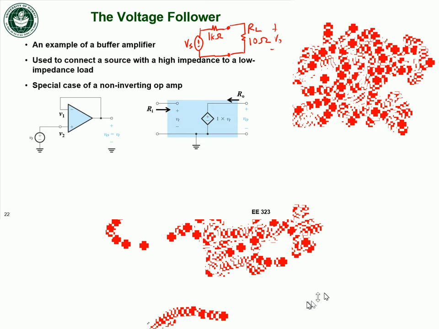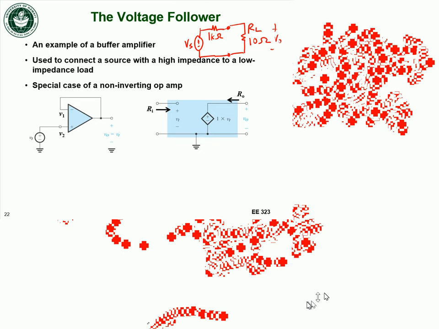In this case, the feedback network is just a wire connecting the output of the op amp back to the inverting input, and the input voltage is still going in to the non-inverting input.